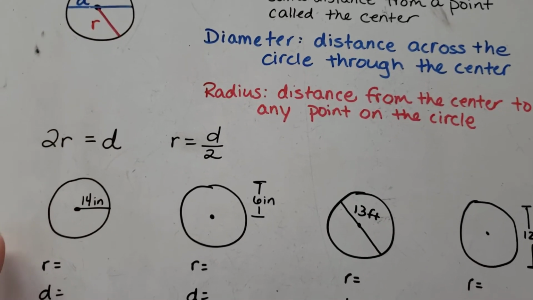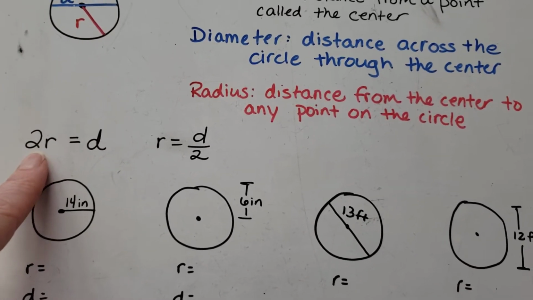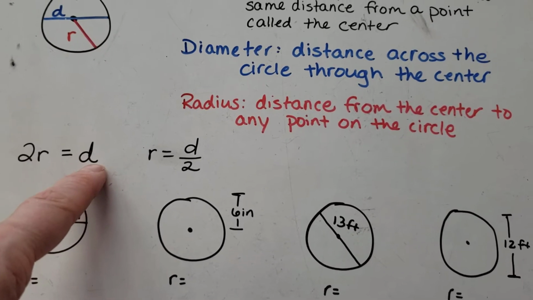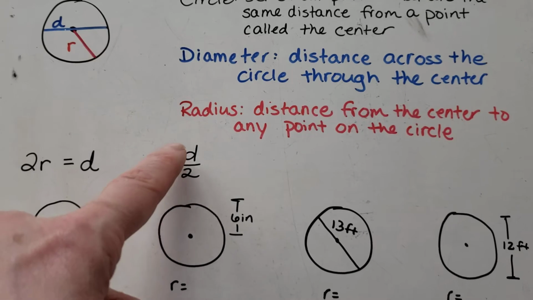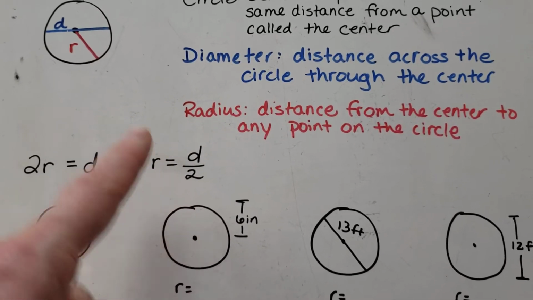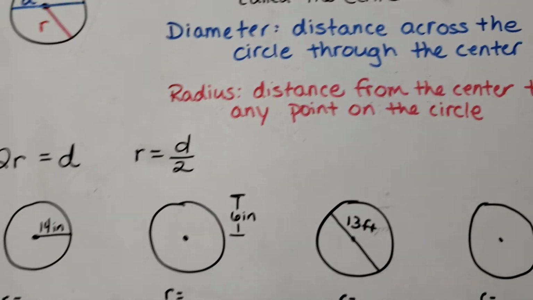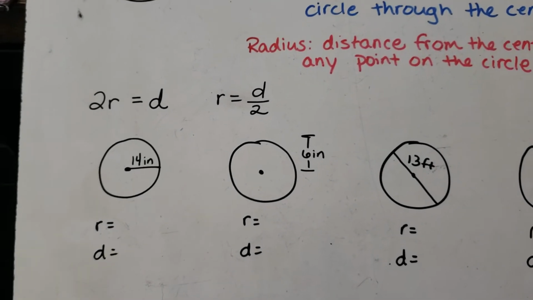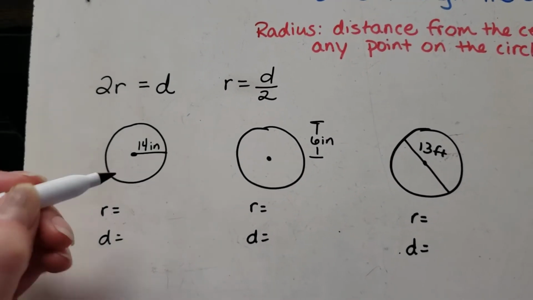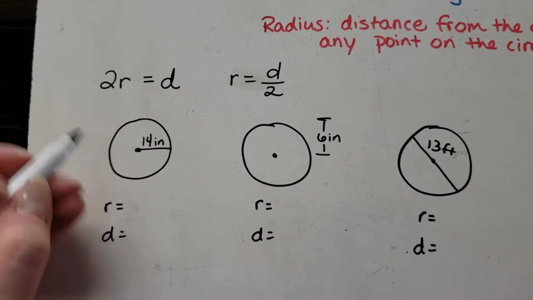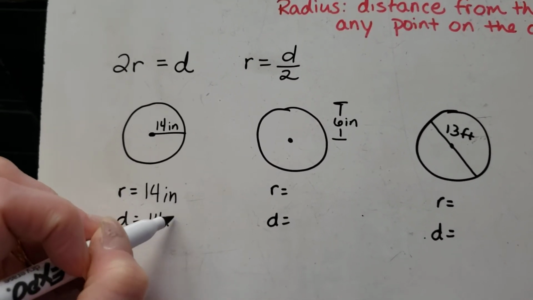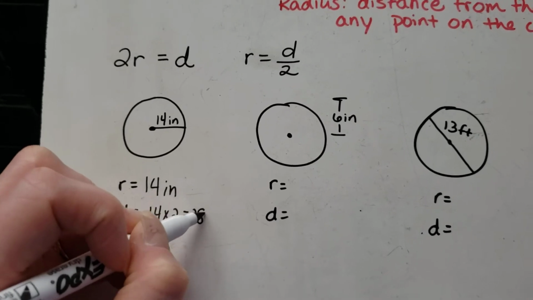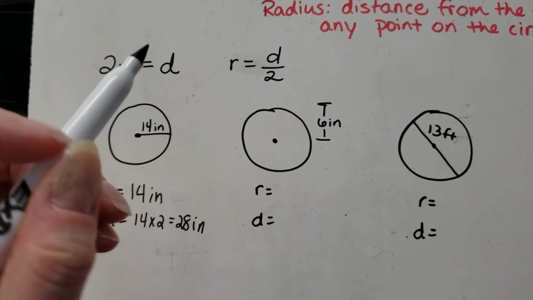Now, some things to know. Two radiuses equal a diameter. And if you have a diameter and you need a radius, divide the diameter by 2. So if we look at a couple examples here, you've got a circle that has a radius of 14 inches. That means our diameter is 14 times 2, which is 28 inches.